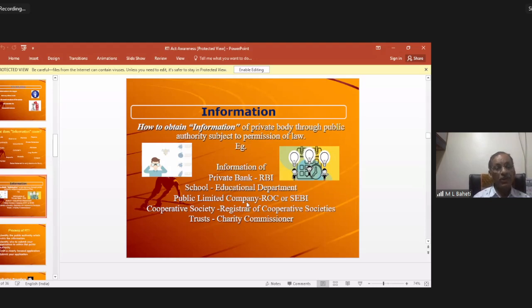Information about a public limited company through ROC or SEBI. Information from a cooperative society through the Registrar of Cooperative Societies. Information about a trust through the charity commissioner or assistant charity commissioner.